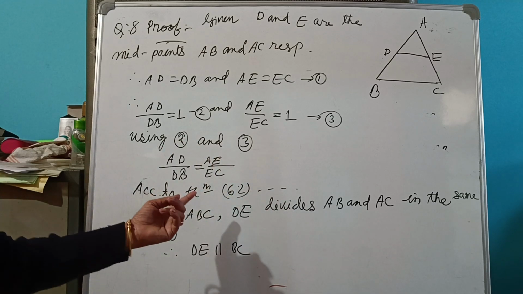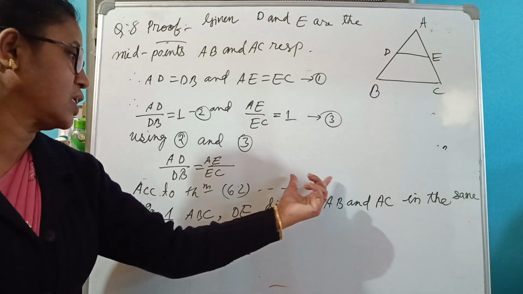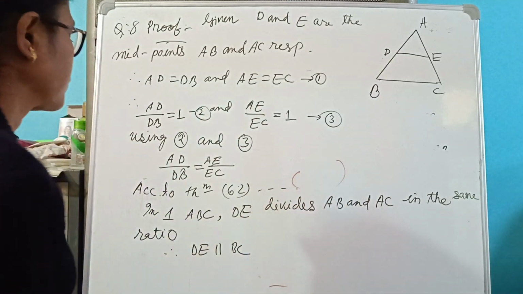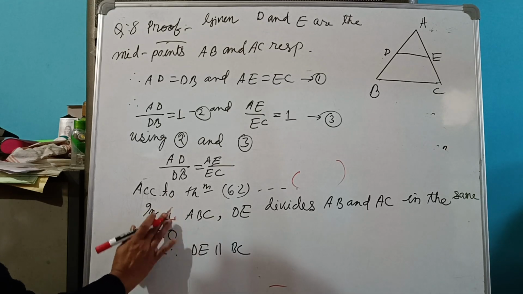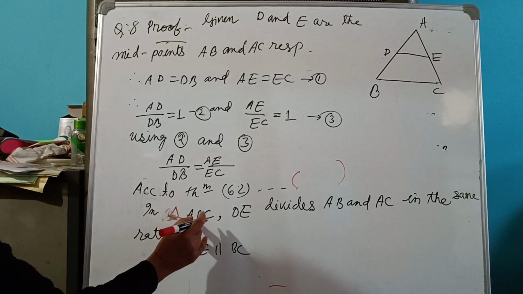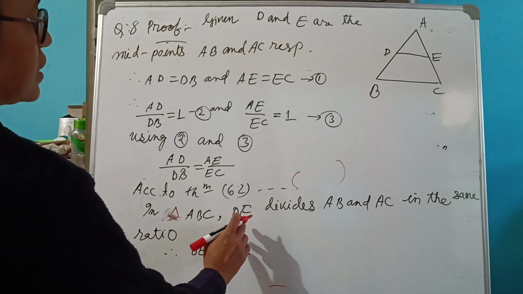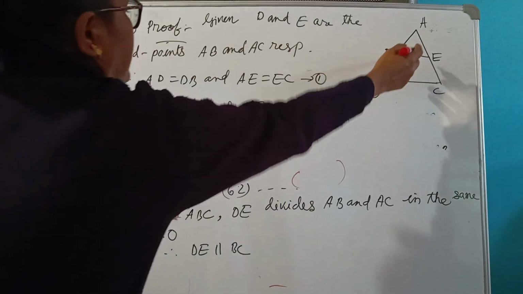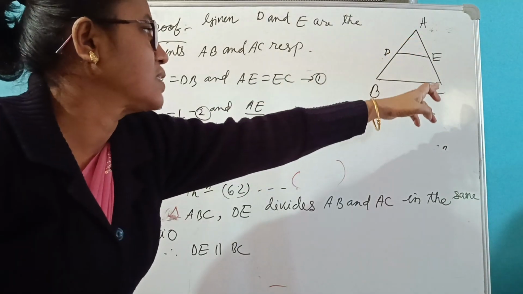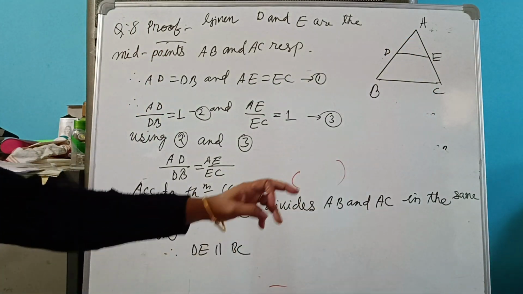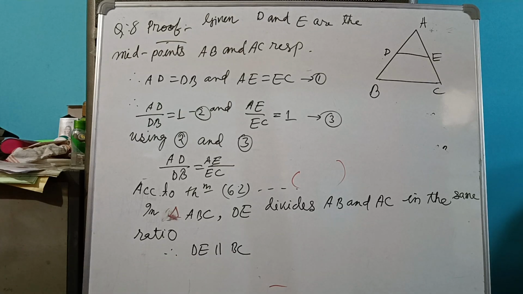And now using theorem 6.2, you must write your theorem. We get in the triangle ABC, the line segment DE divides AB and AC in the same ratio. So DE is parallel to BC.